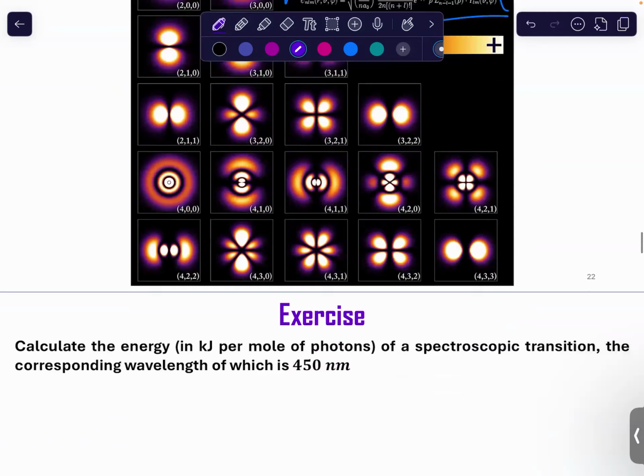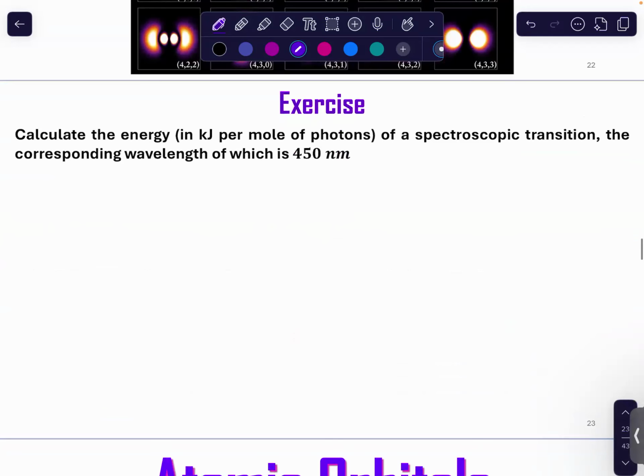Okay. Now, let's see, calculate the energy in kilojoules per mole of photons of a spectroscopic transition, the corresponding wavelength, which is 450 nanometers. Can you do that? So it's saying the wavelength that's emitted is 450 nanometers? Yep. In the same jump, it either absorbs the 450 and jumps up or falls down and re-emits the 450. I see.